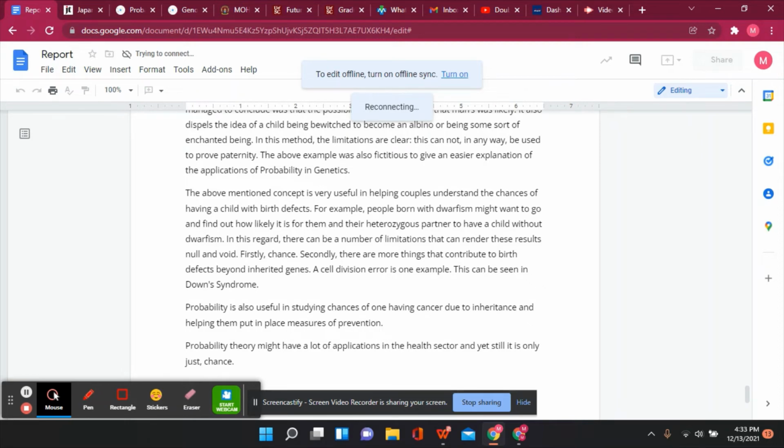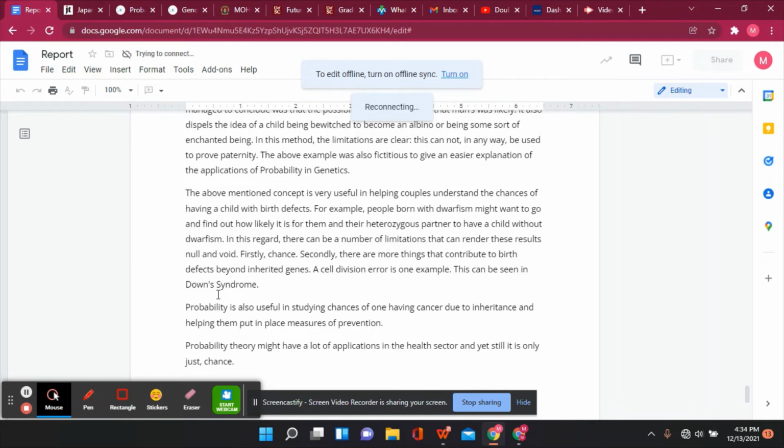So in this situation, we can also use genetic profiling, probability in genetics, to check the chances of somebody having cancer due to inheritance and help them put in place measures of prevention. We can also use probability in genetics for a couple that has one person with dwarfism and the other without, for them to understand how likely it is for them to have children with dwarfism. And still, in these situations, we face limitations whereby a couple might face more issues within the child's development that could result in that same thing that probability had told them might not occur very often.